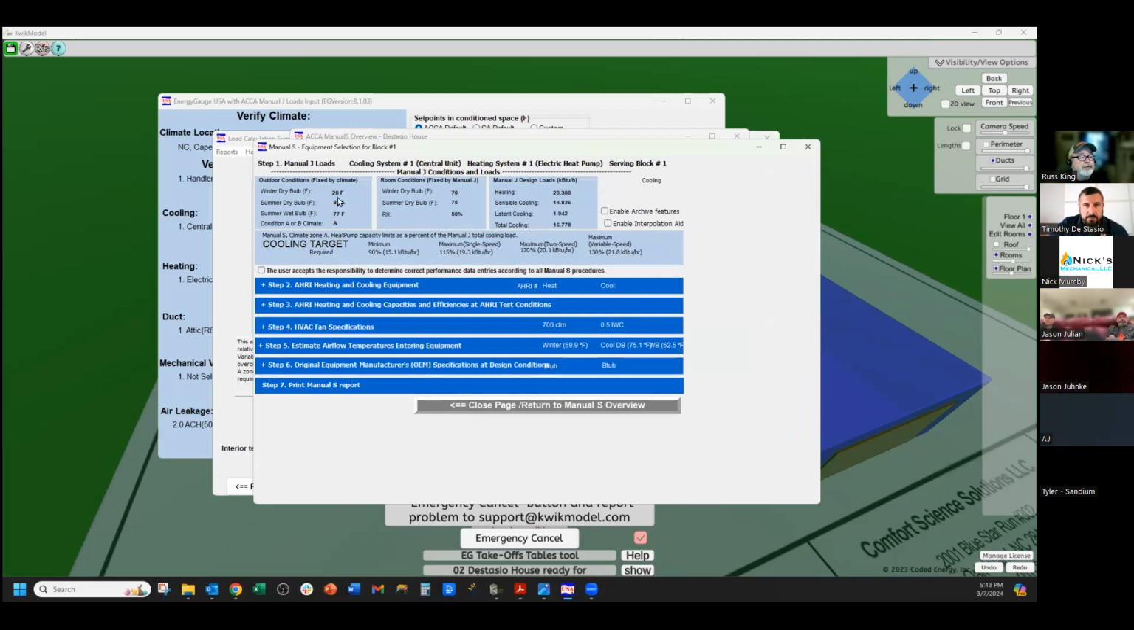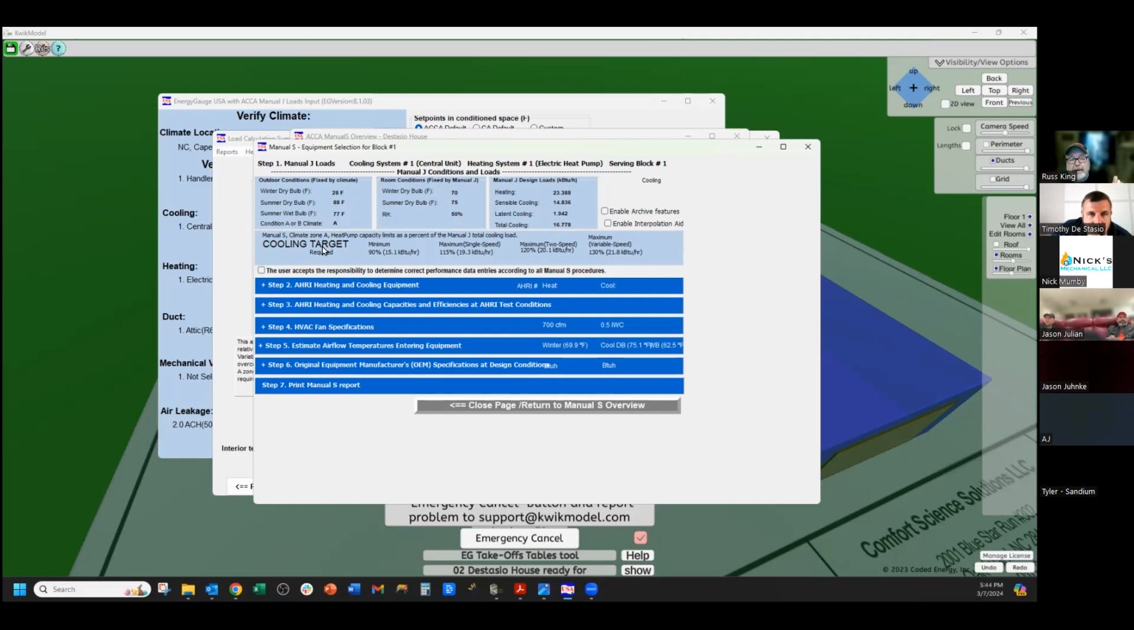Well, here's your outdoor design conditions because you need those to go into the OEM tables to do your interpolation and stuff like that. So you need your winter dry bulb, your summer dry bulb, your summer wet bulb, and all that good stuff. But here it'll have the indoor temperature, 70, 75, and then your relative humidity. You need that to determine your capacities. And then it's got your loads, your heating, cooling, sensible cooling, latent, and all that. So that's all there. So it's all nice and summarized right in a nice tight little box.